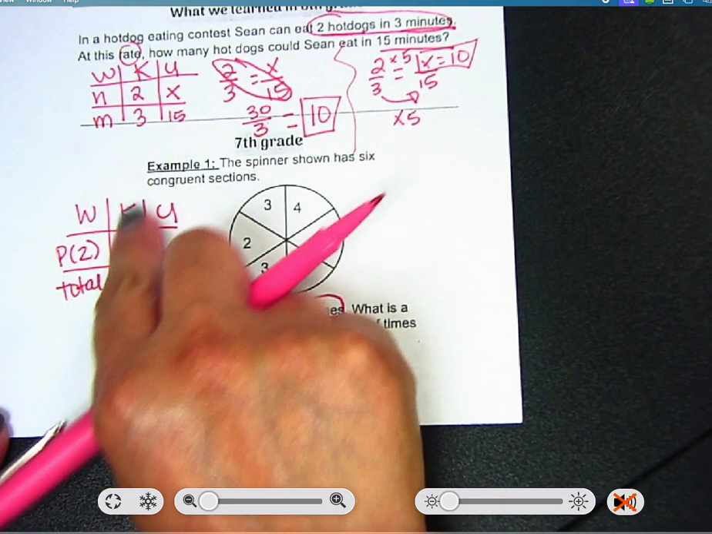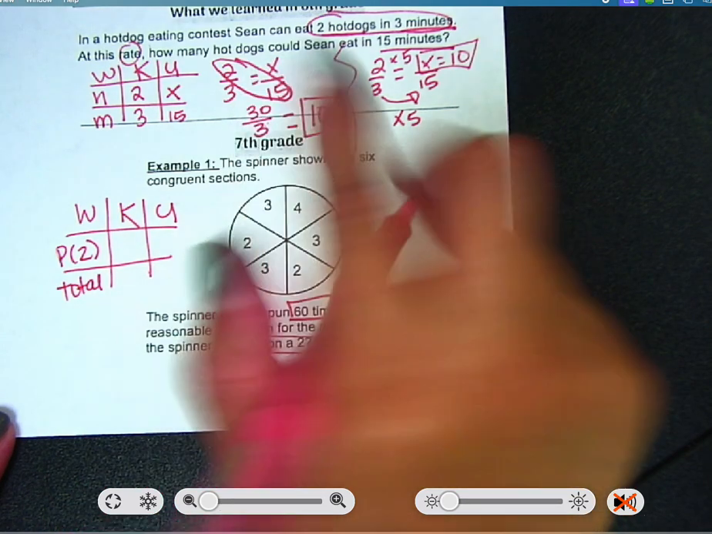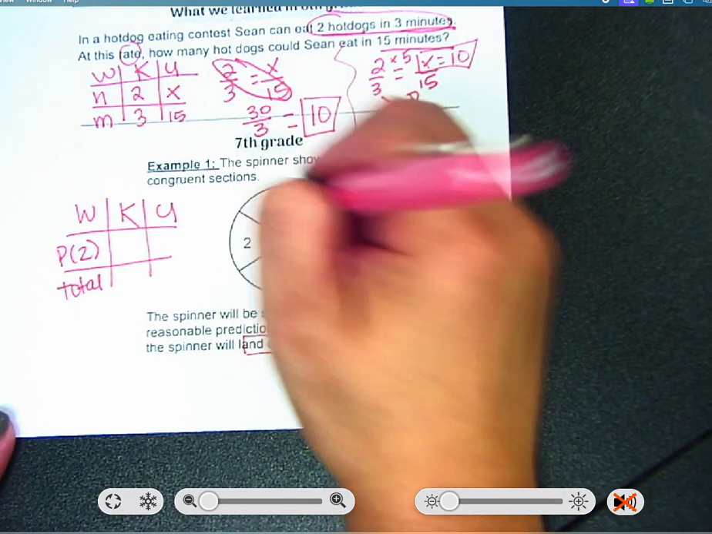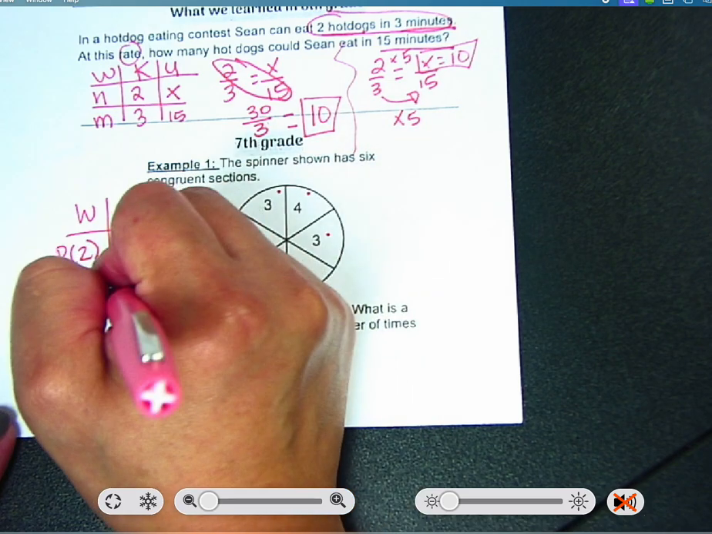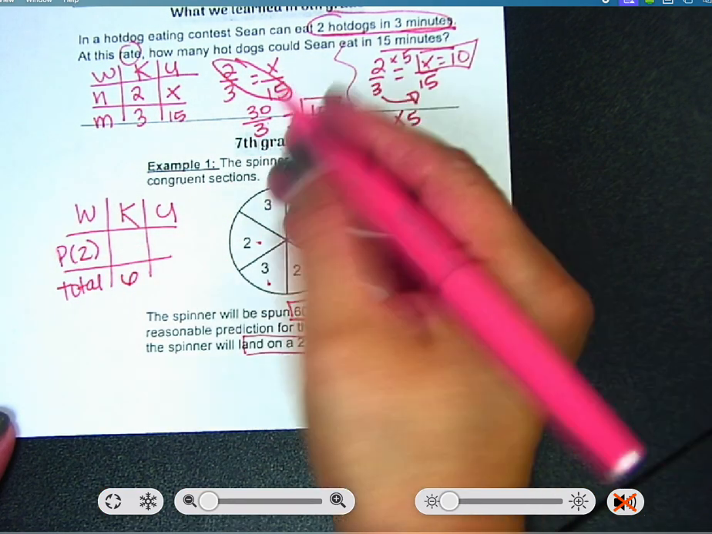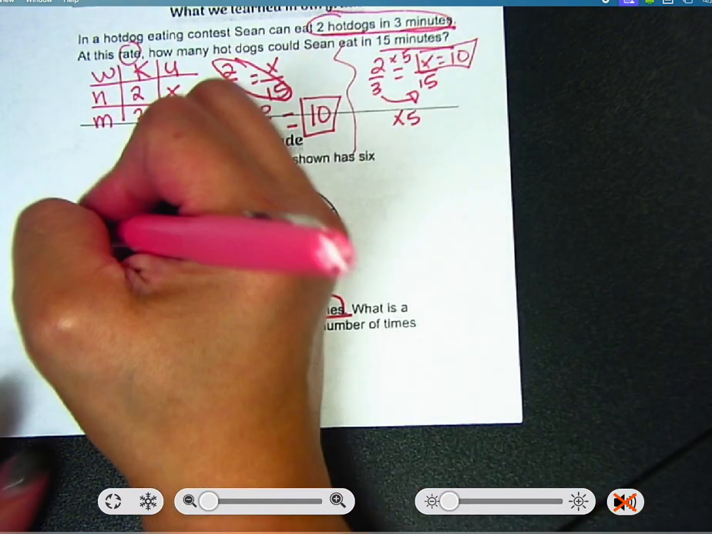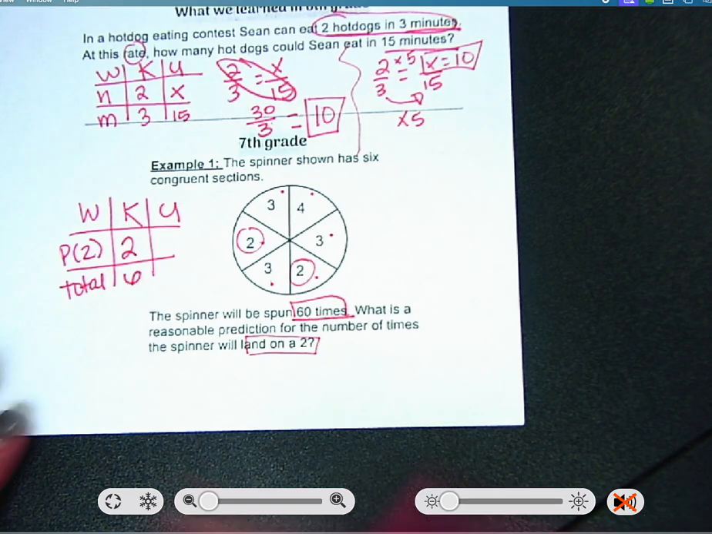Okay, the known is the actual probability of something happening. So we need our total on the spinner. So we have 1, 2, 3, 4, 5, 6 options. That's your total. That's going to be your known. And then how many 2's are in your spinner? Looks like I have 2 2's in my spinner. So that's the 2. Okay, that's your known information.